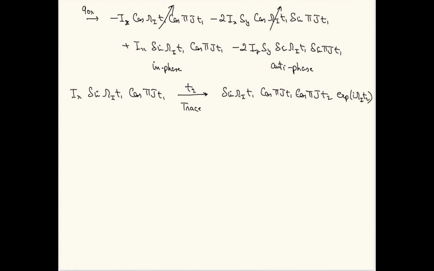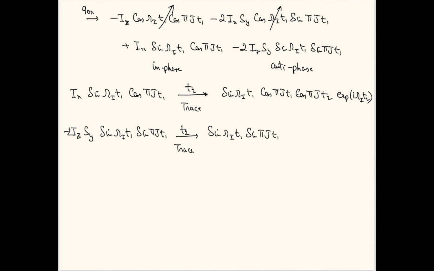Okay, and what happens to the antiphase component? You have IzSy, 2 sine omega I t1 sine pi J t1. Evolution in t2 followed by the trace gives you sine omega I t1 and sine pi J t1.